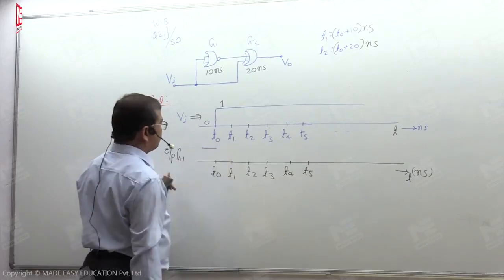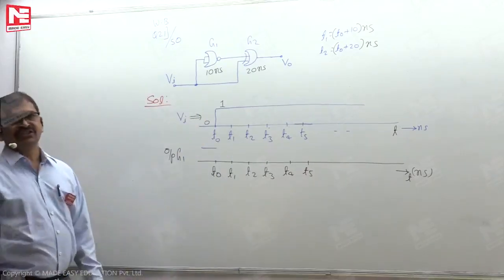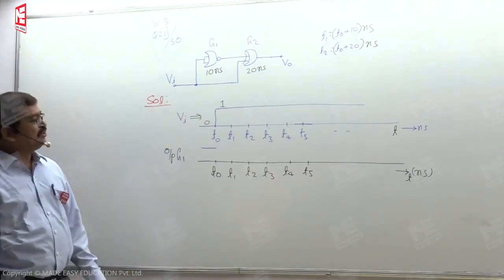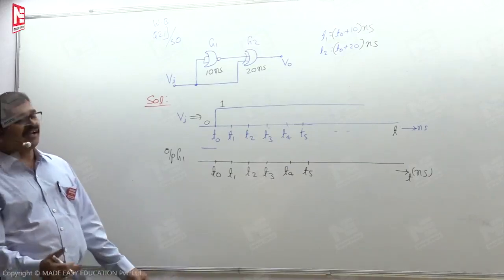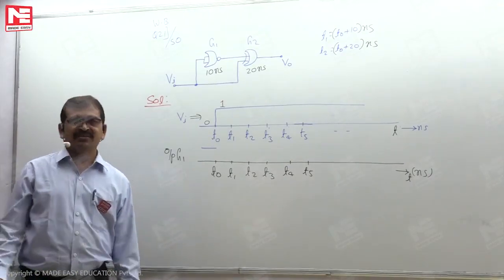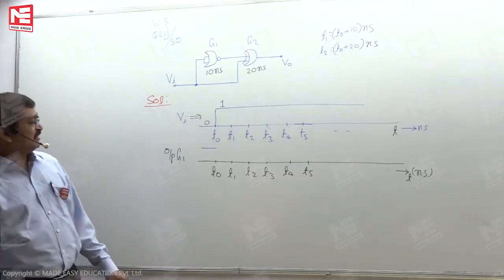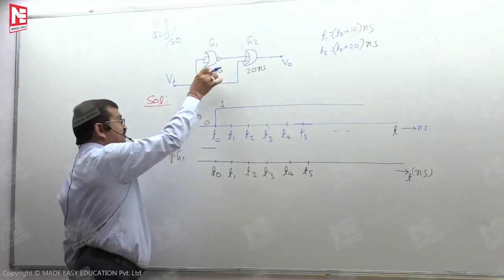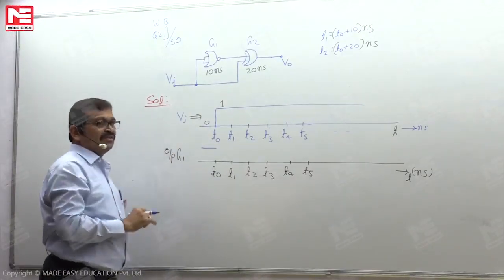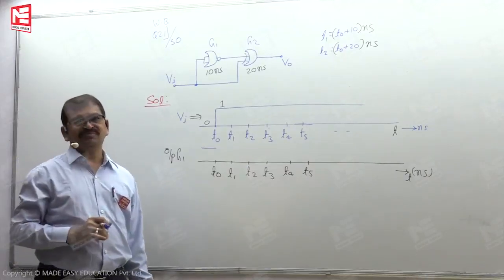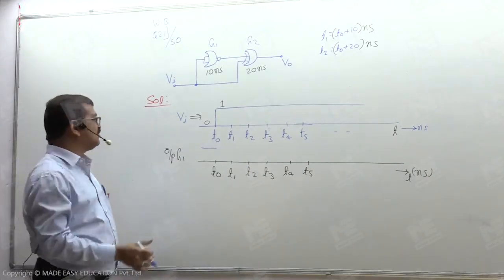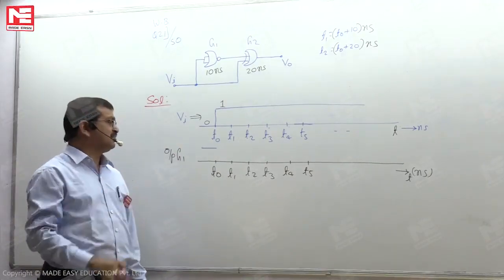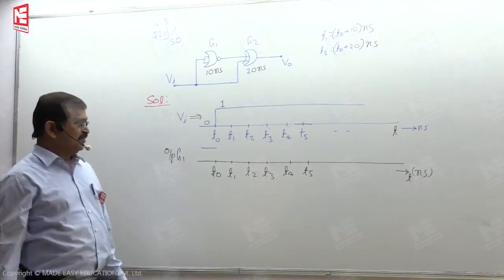At T equal to T0 plus, the gate G1 input is 1. Once the gate G1 input is 1, the gate G1 is an inverter, so the output must be 0. But to give the output as 0, the gate needs to wait. So the gate is waiting for 10 nanoseconds. Until 10 nanoseconds, it has to be the same previous value. Only after 10 nanoseconds is it getting the value 0. It is as good as something like this.